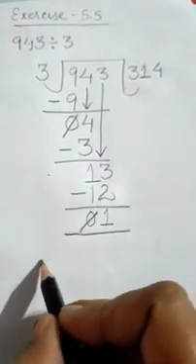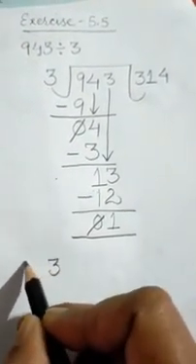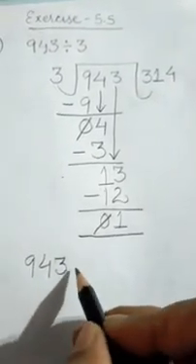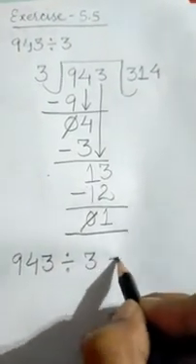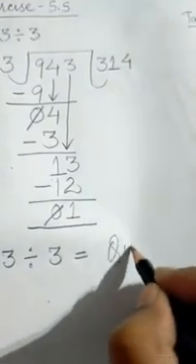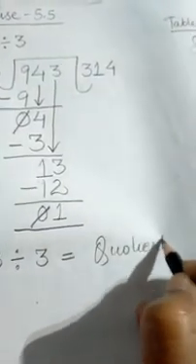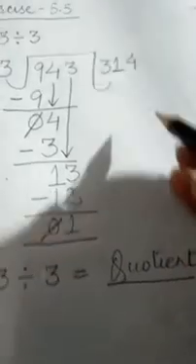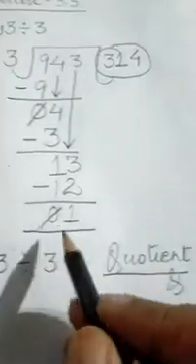Yes, we will write 943 divided by 3 is equal to, what is the quotient? Answer of the division is called quotient. Quotient is 314 and here is 1.